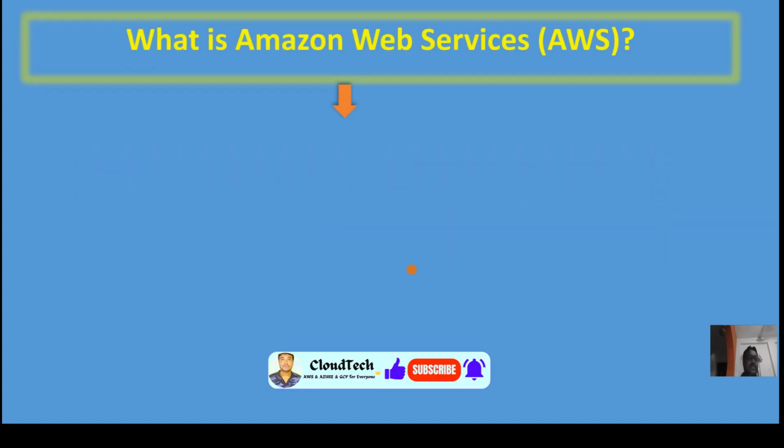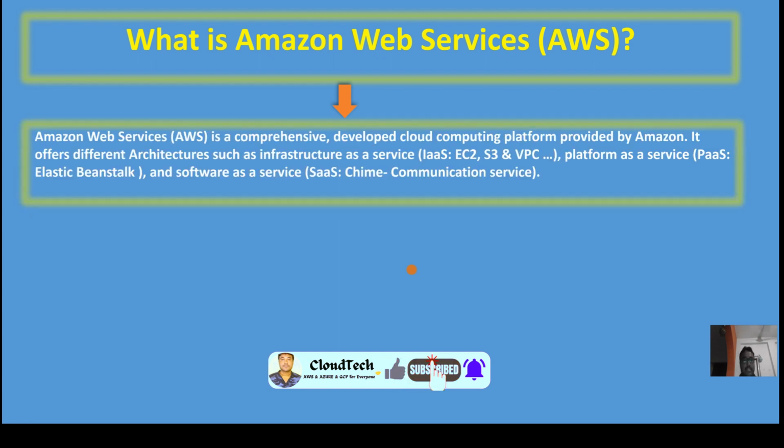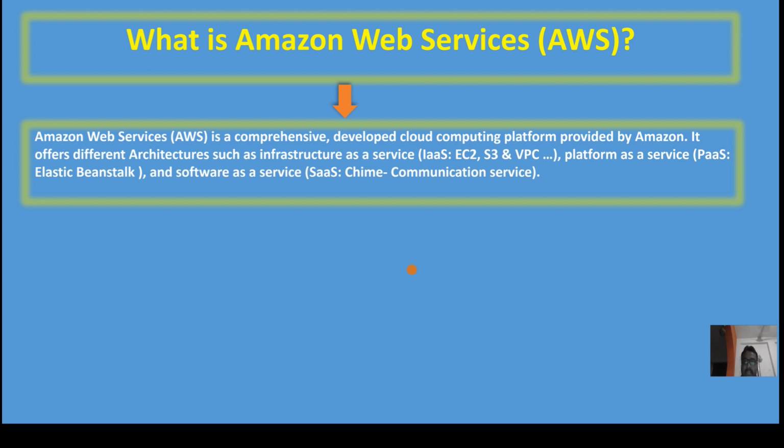So the first and most important question is: what is Amazon Web Service, right? AWS basically stands for Amazon Web Services. So what is that actually? AWS is a comprehensive and completely developed cloud computing platform provided by Amazon, and it offers different kinds of service models, such as infrastructure as a service. There are different examples for IaaS, like EC2, S3, and many more. And platform as a service, a PaaS, and one example is Elastic Beanstalk.